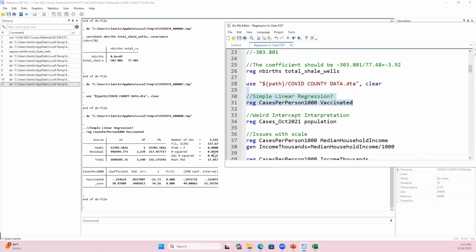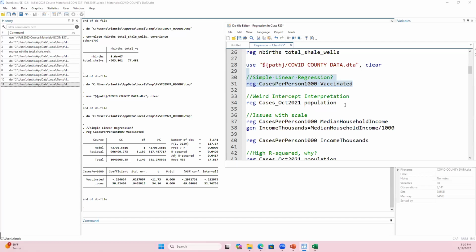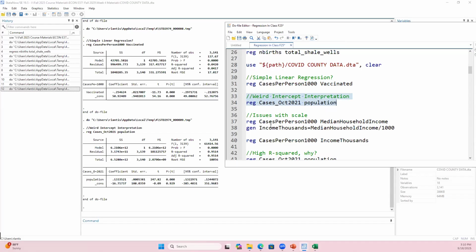Okay. Now let's say instead, I come down here and I want to look at this regression. I didn't show you this yet, but this is a weird example where sometimes our intercepts start to have really weird interpretations, but that's still how we're going to interpret them.